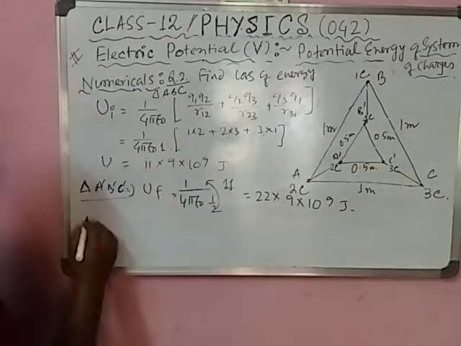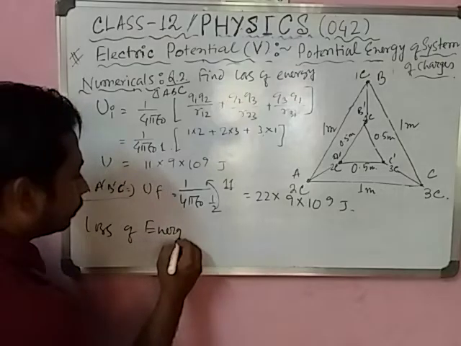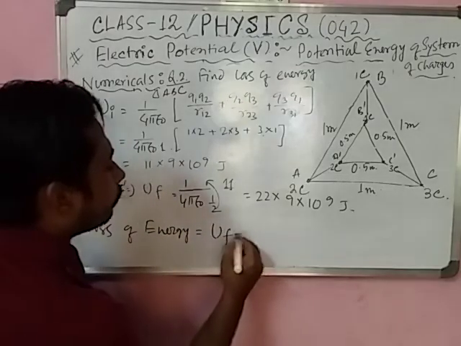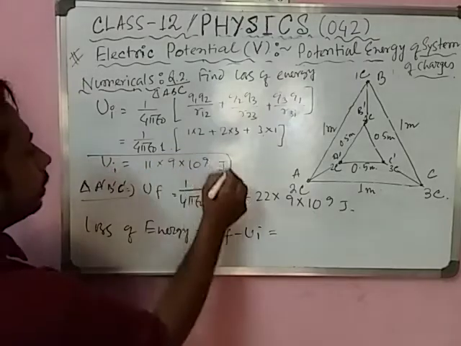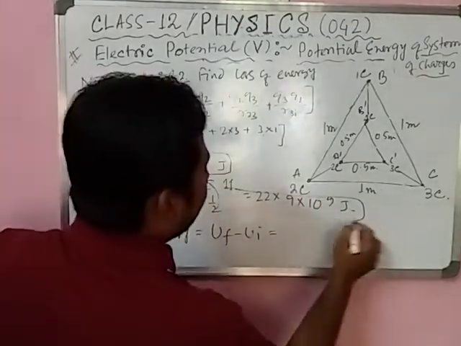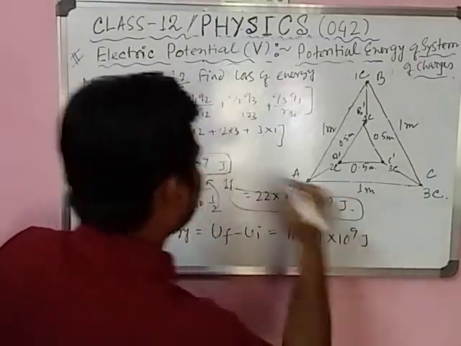Now you have the loss of energy, how much? Loss of energy is equal to UF minus UI. So just subtract UI from UF, and you will get 11 into 9 into 10 to the power 9 joule.